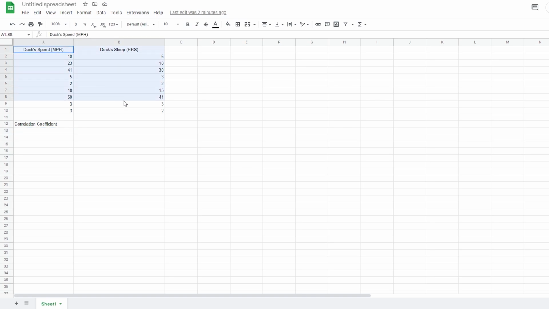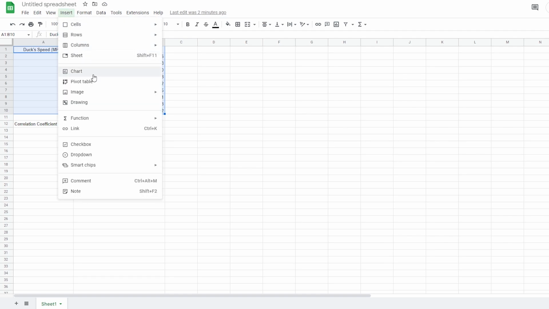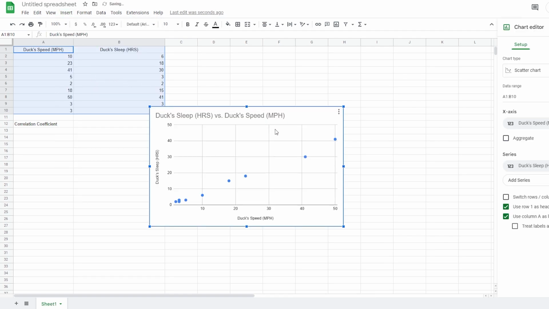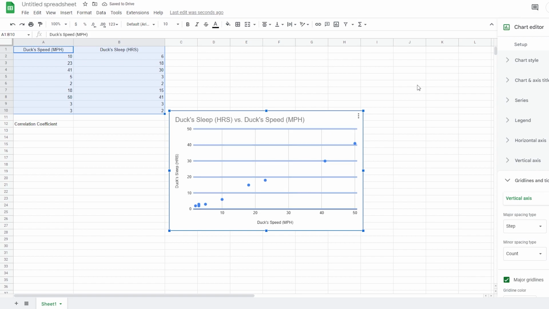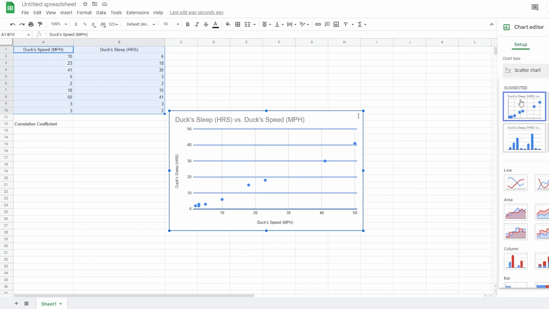So you want to highlight everything. Remember to highlight your variables as well, because this will become your X and Y axis in your chart. So then you press Insert Chart. You should get a scatter plot, okay? If you guys did not get a scatter plot, go to Chart Editor, click Setup, then find Scatter Plot, okay? If your chart editor is not open, just double click on the chart. It should pop up, click Setup, Scatter Plot.